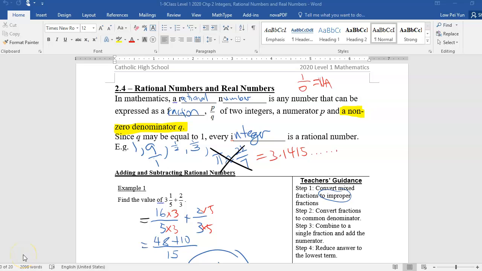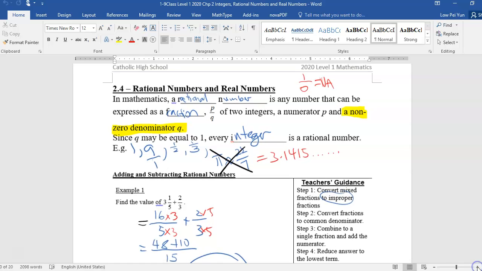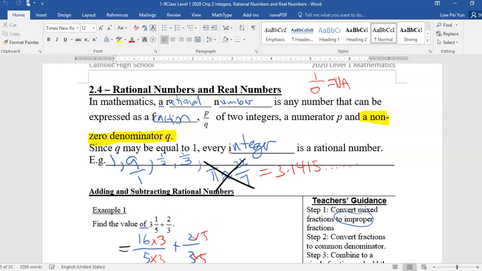Okay, so yesterday we went through a little bit on rational number. We are at 2.4. What page is that, class? Page 10. Thank you.